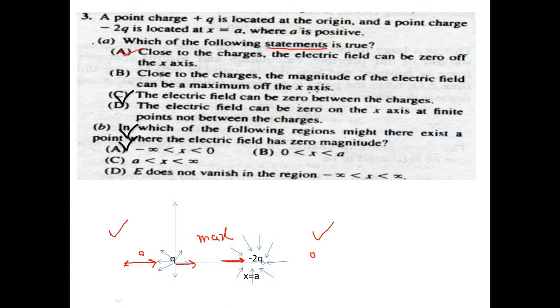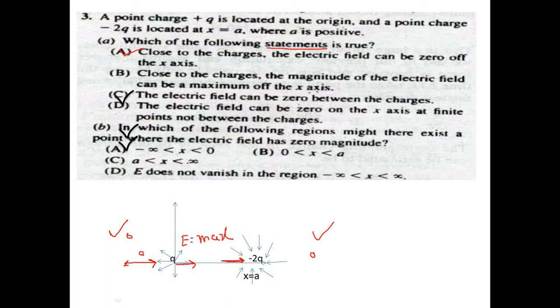Question 3 part B is in which of the following regions might there exist a point where the electric field has 0 magnitude? As I have already told you, the electric field can be 0 here or there. So minus infinity is less than x is less than 0. So here the electric field can be 0. So this option is the correct option. 0 is less than x is less than a is a point somewhere in between 0 to a, and here you can see that the electric field has its maximum or largest value. So option B could not be the correct option.